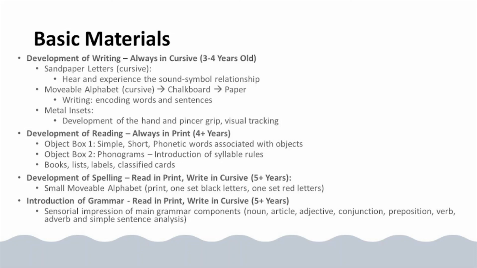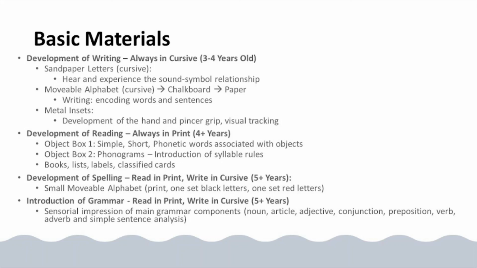And so when we talk about a sensorial impression of grammar, really what we want to do is give the child a very concrete impression of what something is, an experience of what the grammar concept is. And so when we're talking about grammar in the Montessori environment, in that third year group for the 3 to 6 age group, those 6-year-olds, we're talking about the noun, article, adjective, conjunction, preposition, verb, adverb. And then we do some simple sentence analysis, which might include prepositional phrases depending on how far the child gets along in the lessons.